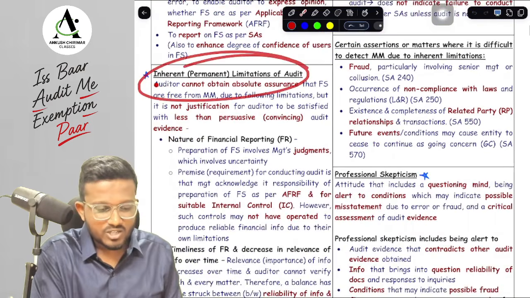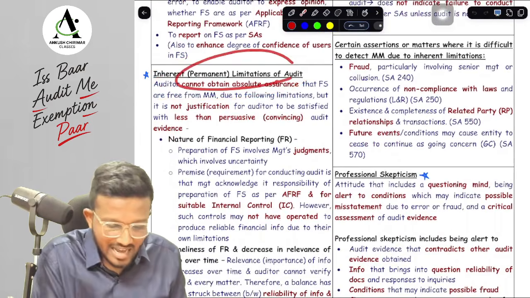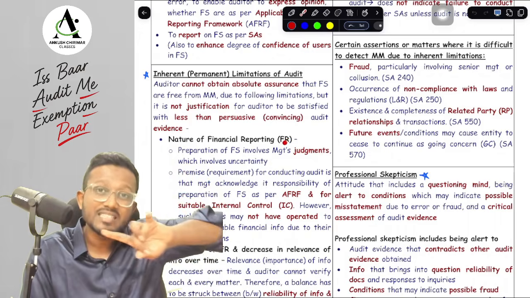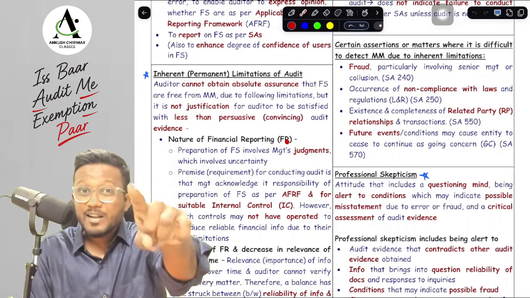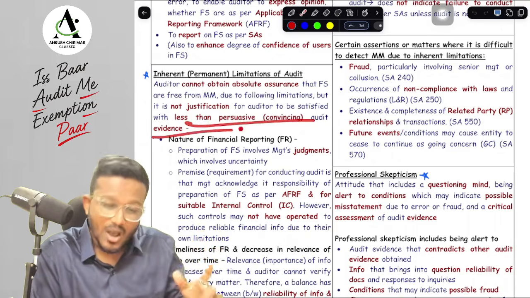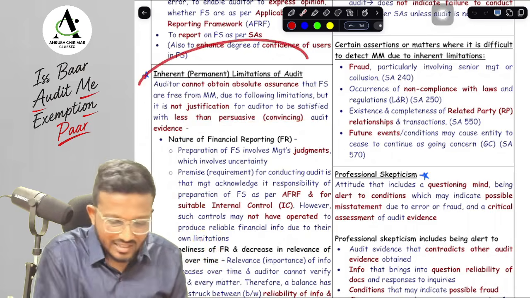Now there are inherent limitations of audit. This is an important topic. What are the inherent limitations of audit? First of all, we cannot obtain absolute assurance that the financial statements does not have material misstatement. But mind you, this is not a justification for you to obtain less than persuasive audit evidence. You have to obtain persuasive audit evidence. Now what are the inherent limitations?